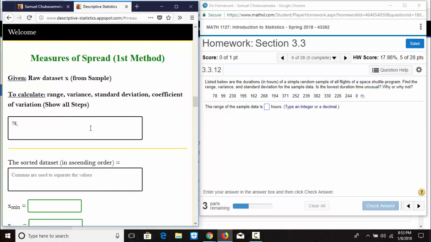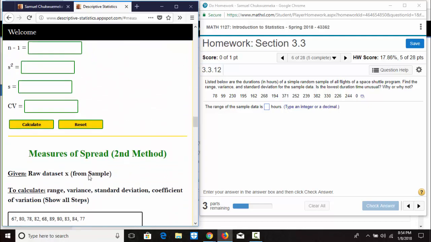So we'll type 78, 99, 230, 195, 162, 268, 194. And this also helps you to practice typing, how to correctly input data. Okay, you need to know how to correctly input data. So 268, 194, 371, 252, 239, 382, 330, 226, 244. And you click on calculate.